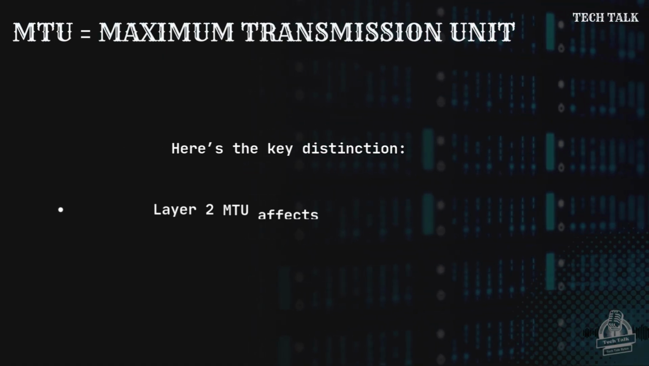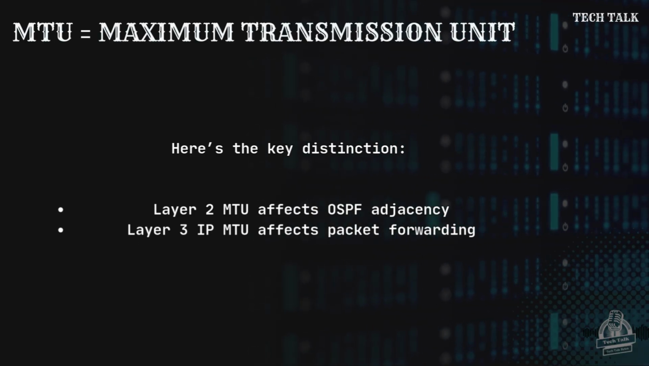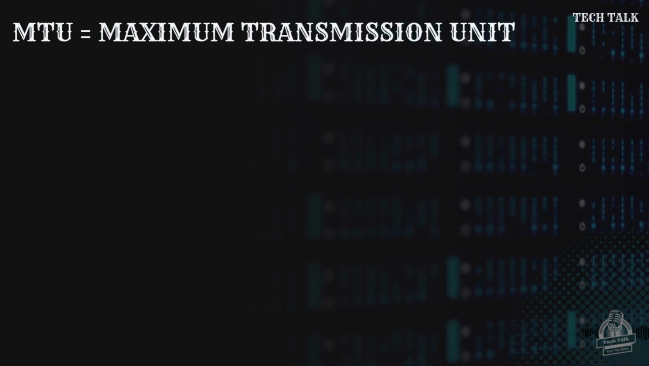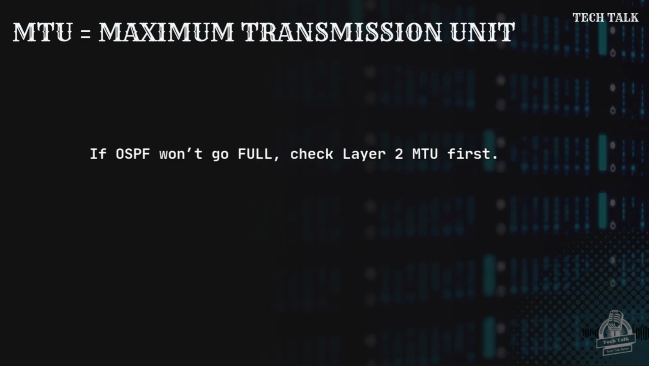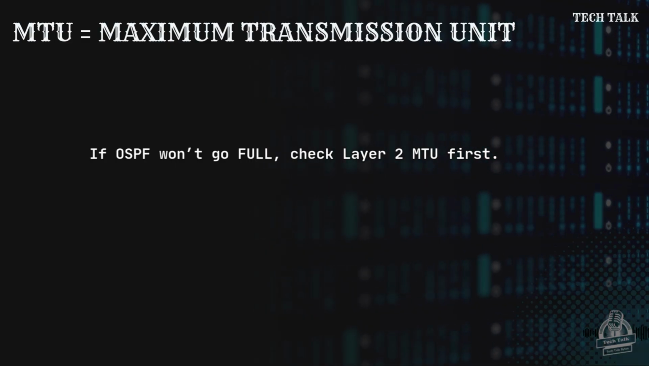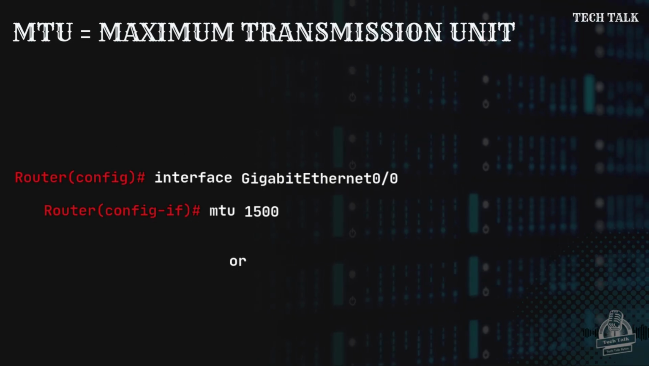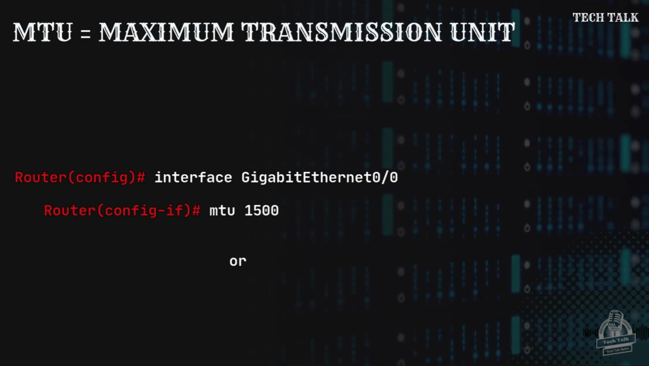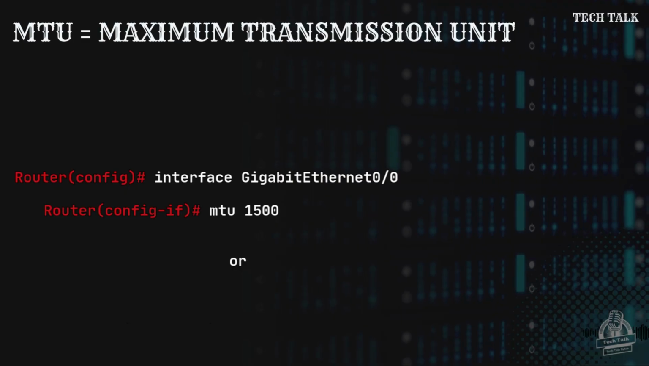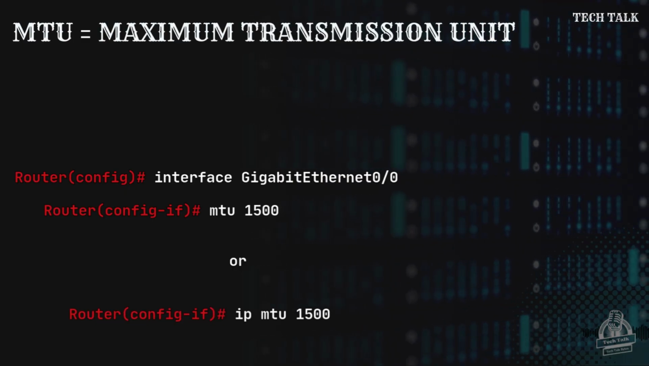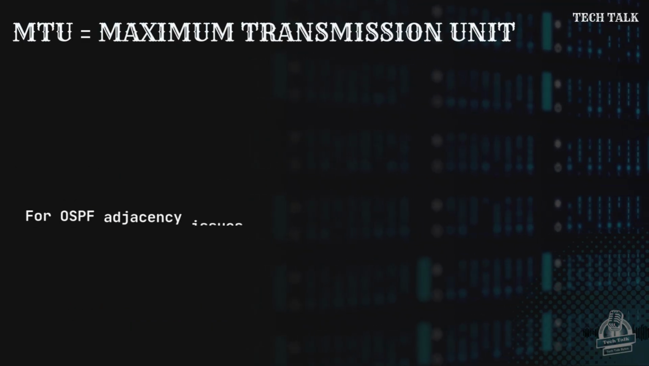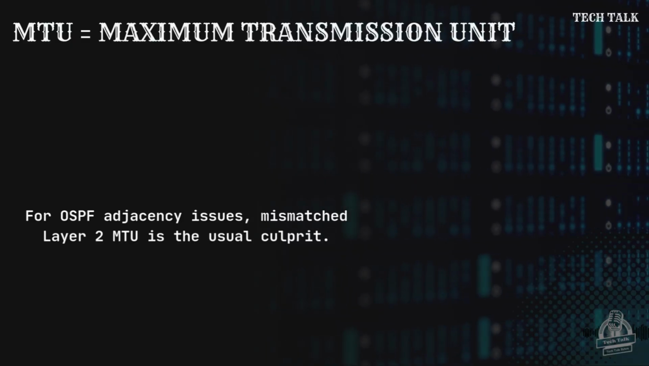Here's the key distinction. Layer 2 MTU affects OSPF adjacency. Layer 3 IP MTU affects packet forwarding. If OSPF won't go full, check Layer 2 MTU first. You can set Layer 2 MTU by going to global config, entering your interface G0/0, and following it with mtu 1500. If you're looking for Layer 3 packet size, same process, but ip mtu 1500. For OSPF adjacency issues, mismatched Layer 2 MTU is the usual culprit.